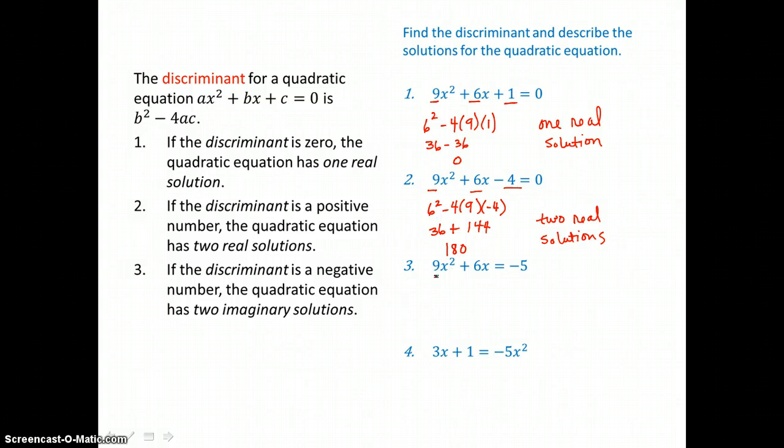And the next one we need to get in standard form. So I'm going to add that 5 to both sides, leaving 0 on the right. My a value is 9, my b value is 6, and my c value is 5. So I'm going to have b squared minus 4ac to simplify, which is 36. I'm going to get a negative product here, 20 times 9, 180. So I have more negatives than positives. My discriminant is negative 144, which tells me there's two imaginary solutions to this equation.